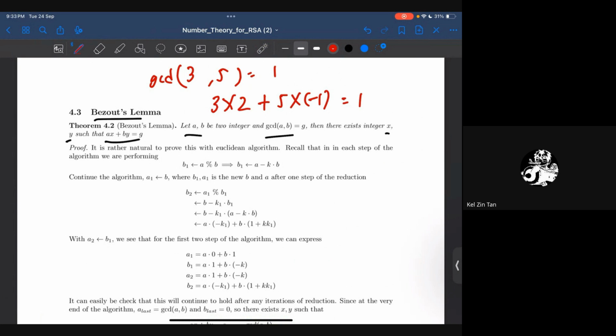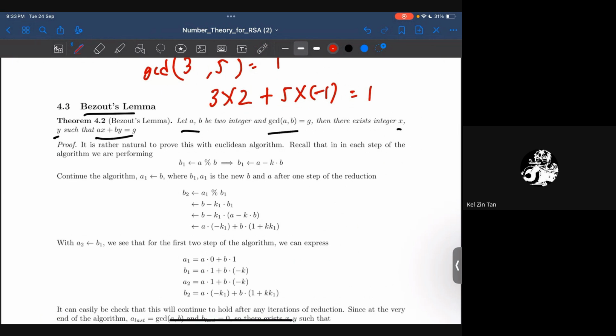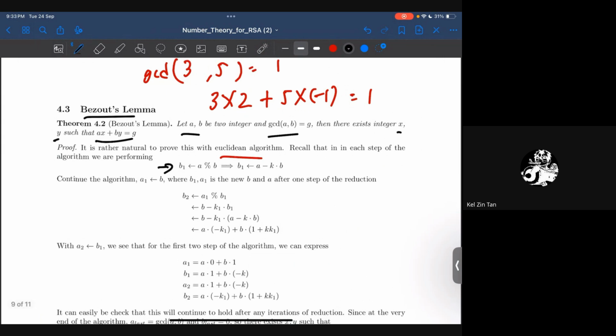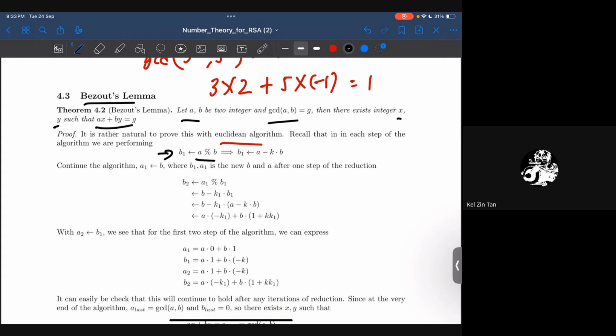The way that we prove it is we look back at the Euclidean algorithm itself. Recall that in each step of the Euclidean algorithm, we write B1 is equal to A modulo B, and this basically says that I just subtract KB.